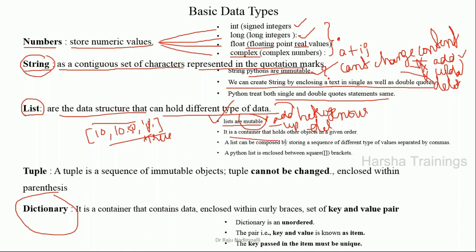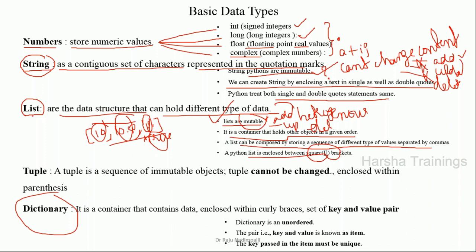Now list is a container that can hold other objects in the given order. Look here, I can hold an integer object, a float object, a string object, a boolean object. Clear? Now a list is composed by storing a sequence of different data types separated by commas. Each and every object is separated by a comma here. Now list is enclosed with square brackets. Clear for you?